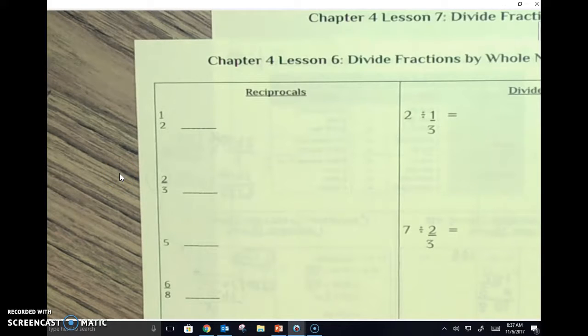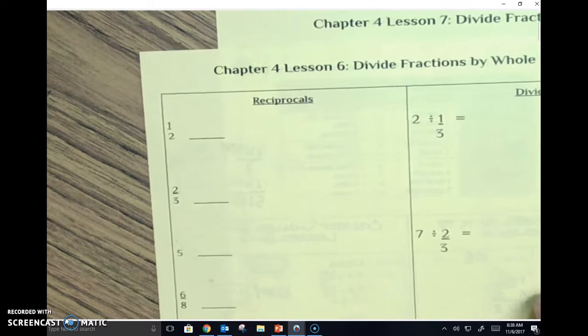In today's lesson, Chapter 4, Lesson 6, we're going to learn how to divide fractions by whole numbers. And there's going to be two different things that we're going to be learning. We're first going to be learning about reciprocals, and then how to divide. So let's start with the reciprocals.